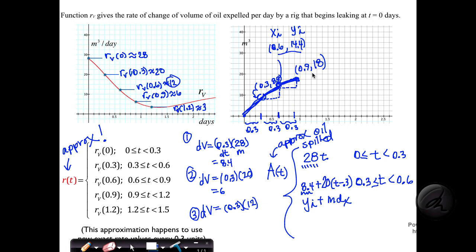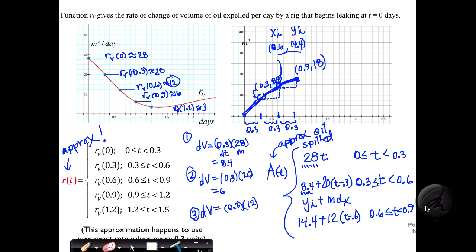0.6 comma 14.4. I know I'm going to end up here eventually, but starting at 14.4, I'm increasing at a rate of 12 cubic meters per day. How far am I across? Well, I'm in this third interval, so I measure how far I've traveled at that rate by how far I am from my x initial there, from 0.6. So it's not x, it's t really, minus 0.6. I have this written out much more neatly, but this would apply from 0.6 to 0.9.